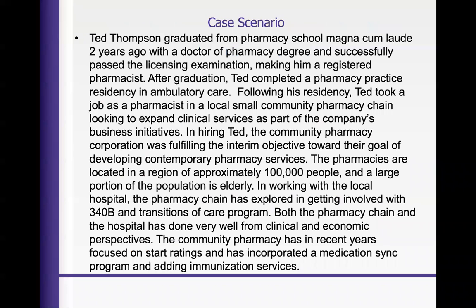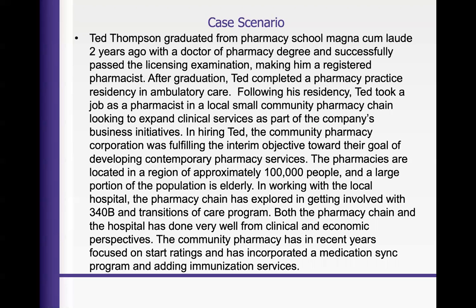Ted Thompson graduated from pharmacy school magna cum laude 2 years ago with a doctor of pharmacy degree and successfully passed the licensing examination, making him a registered pharmacist. After graduation, Ted completed a pharmacy practice residency in ambulatory care. Following his residency, Ted took a job as the pharmacist in a local small community pharmacy chain, looking to expand clinical services as part of the community pharmacy's initiative. In hiring Ted, the Community Pharmacy Corporation was fulfilling interim objectives toward the goal of developing contemporary pharmacy services.